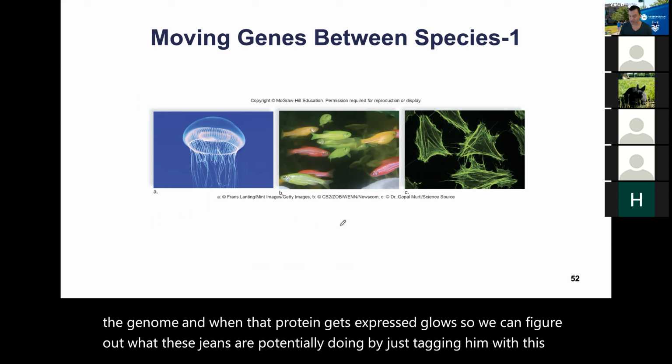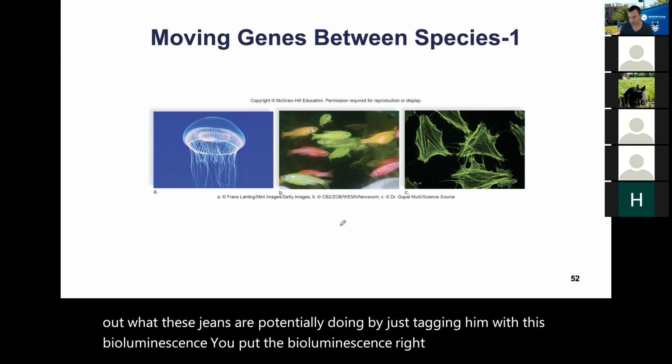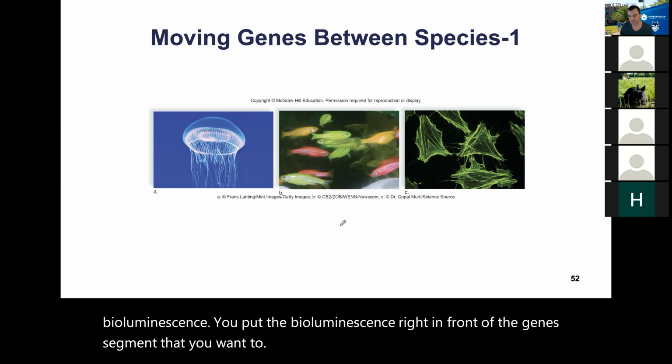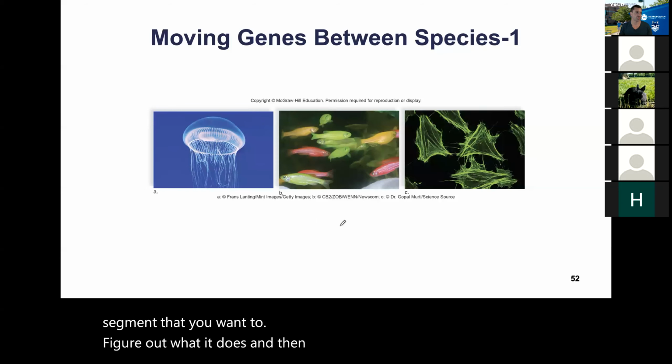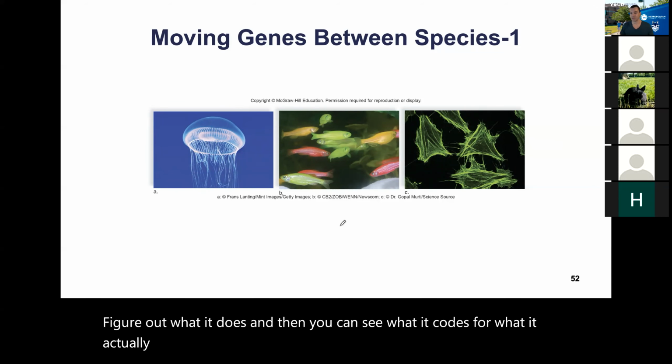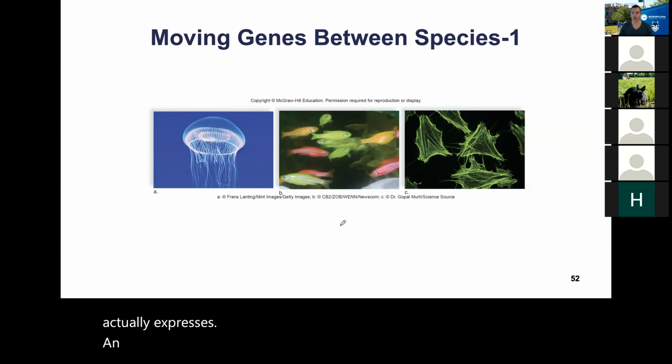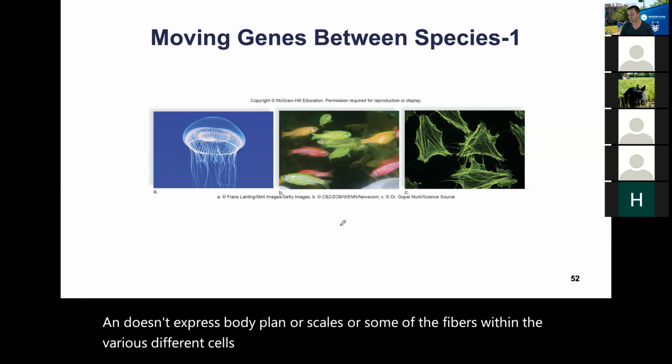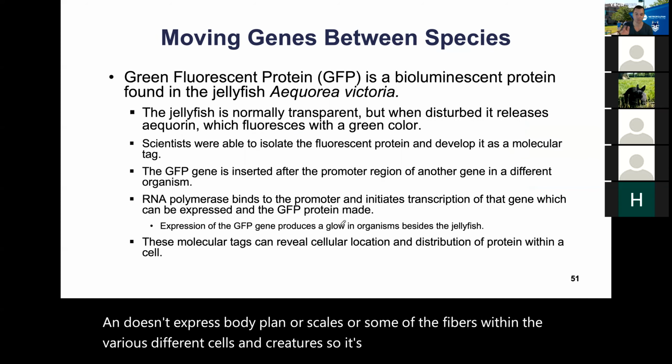You put the bioluminescence right in front of the gene segment that you want to figure out what it does. And then you can see what it actually codes for, what it actually expresses. Does it express body plan or scales or some of the fibers within the various different cells and creatures? So it's pretty fascinating. And that's really all this says.